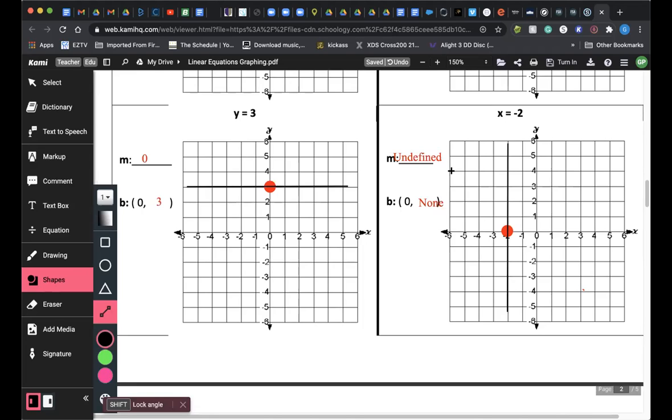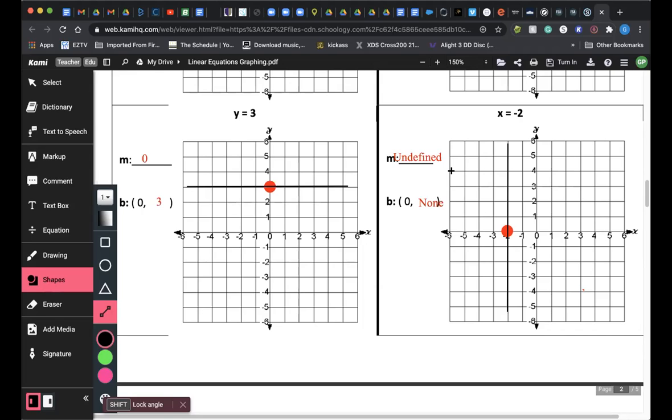So any line that is straight up and down, vertical, has an undefined slope. Any line that is horizontal has a 0 slope, all right? You do have to understand the difference between those two because you will be asked about something like that. So it's undefined if it's vertical, and it is 0 if it is horizontal.